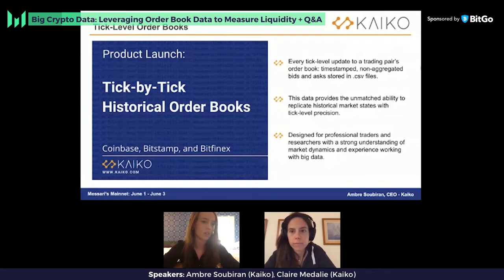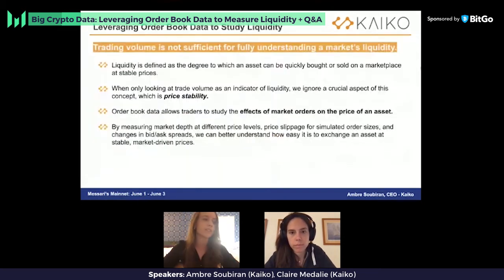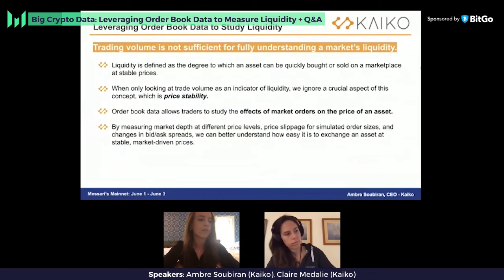But moving on to our presentation. So this presentation is about liquidity and how you can leverage order book data to study different markets on different exchanges. So first, before we get started, what is liquidity and why is it important? Right now, I would say the most commonly used measure of a market's liquidity is the trading volume. However, this has historically and notoriously been an unreliable measure.